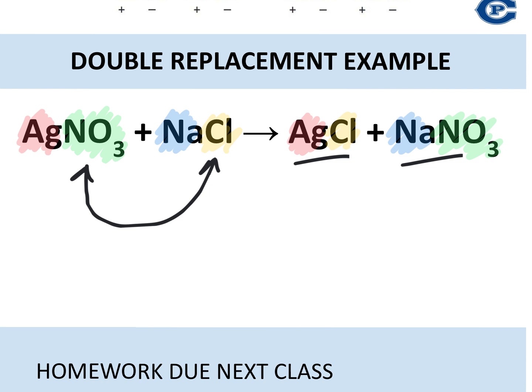When you're doing this, you want to make sure that you crisscross correctly if you have to predict any products, but essentially we're going to see those metals just switch positions with the nonmetals, and now we have entirely new compounds.